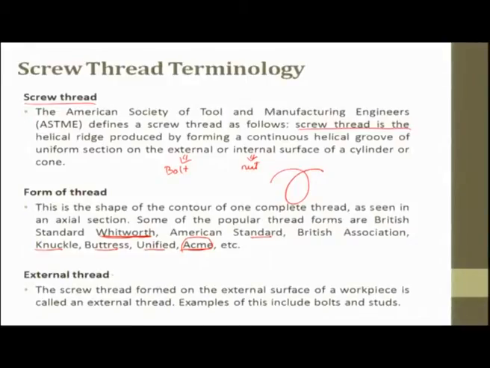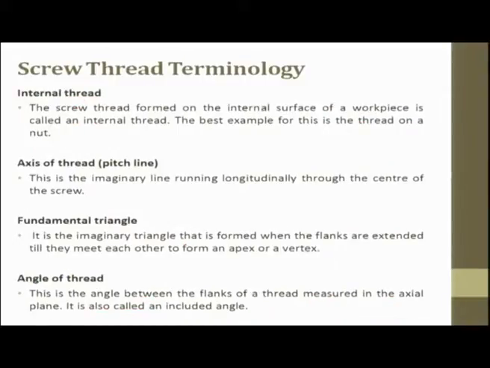External thread and internal thread. The screw thread formed on the external surface of a workpiece is called an external thread. For example, a bolt or a stud are external threads. When we talk about internal threads, the screw thread formed on the internal surface of the workpiece is called an internal thread, for example in a nut.